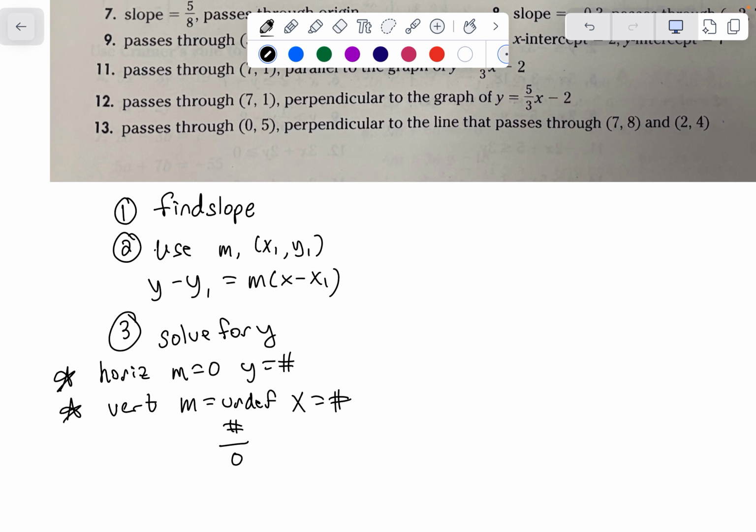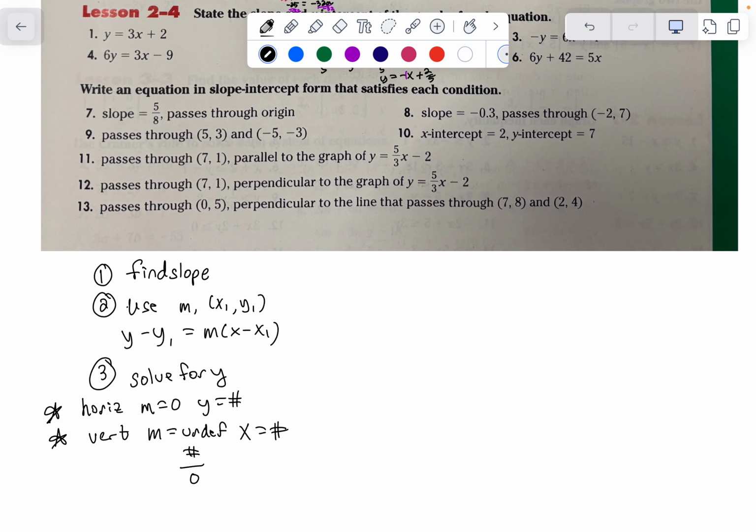So horizontal, all of the y's match. Vertical, all of the x's match. And that's why the slope doesn't work the way you want it to. Okay, so let's do number 9 together. We have 2 points, (5, 3) and (-5, -3), and they say, find the equation of the line in slope-intercept form that passes through those 2 points.